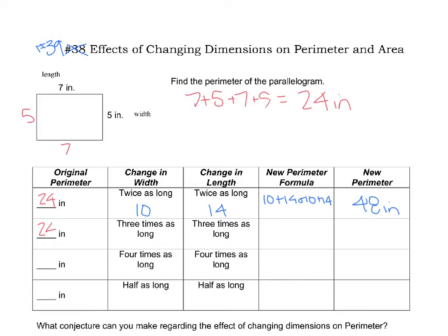Original, again, was the 24 inches. This time we're going to make the width 3 times as long. So 5 times 3 gives me, the new width would be 15. The new length would be 7 times 3, which is 21. So we're going to write this formula out, would be 15 plus 21 plus 15 plus 21. And we would end up with 72 inches as the new perimeter.